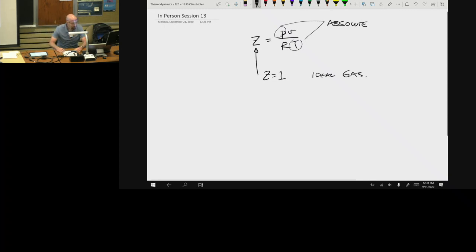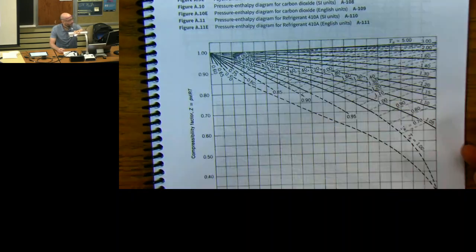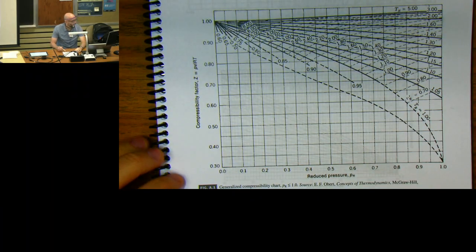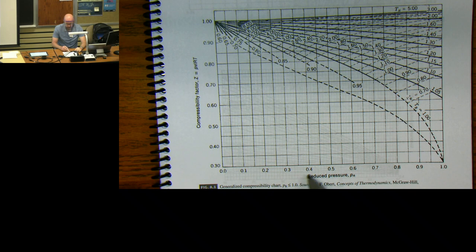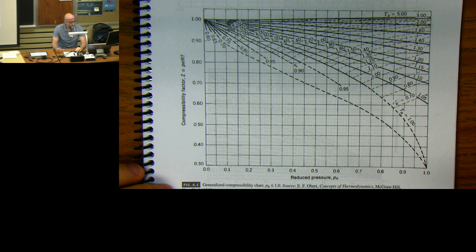We've seen it already on the video lecture, but just to show you again what it looks like. We are going to be exclusively using these three tables. It doesn't matter if we're in English units or SI. Figure A1 shows reduced pressures from 0 to 1. This is the figure that we're going to use the most often.